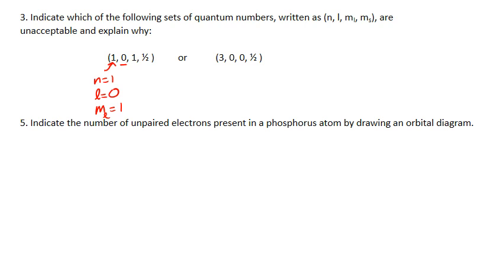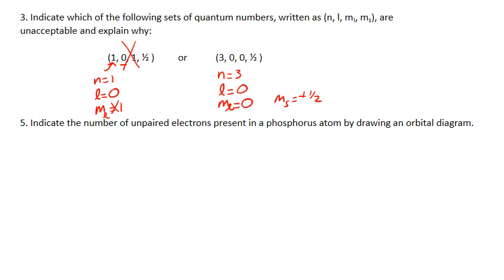Is that even possible? If L is 0, the only value that m sub L can be for that s orbital is not 1, but 0. So that's not possible. Therefore, this set of quantum numbers is not acceptable. If we check the right-hand side, n is equal to 3, that's fine. And L is equal to 0. Well, if n is 3, L can be 0, 1, or 2, so that's fine. If L is equal to 0, my m sub L has to be 0, which it is, and my spin is perfectly fine as +1/2.